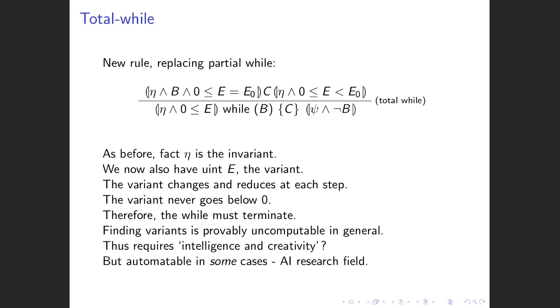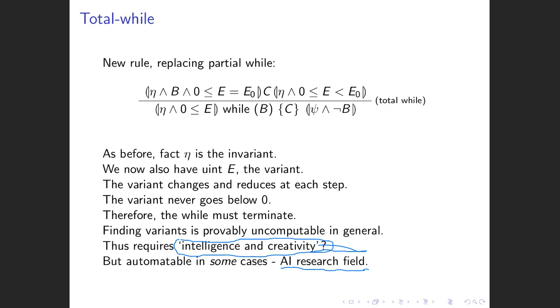So as with the invariant, this is going to require heavily quotation marked intelligence and creativity to figure out what this thing is. You know, you're going to have to invent it and then prove that the thing you've made up actually does what you want it to do. As with the invariants, this is an AI research field. How do you try and at least suggest ideas for invariants? If you have a suggestion, it's very easy to test whether it works, but the hard part is creating the suggestion.